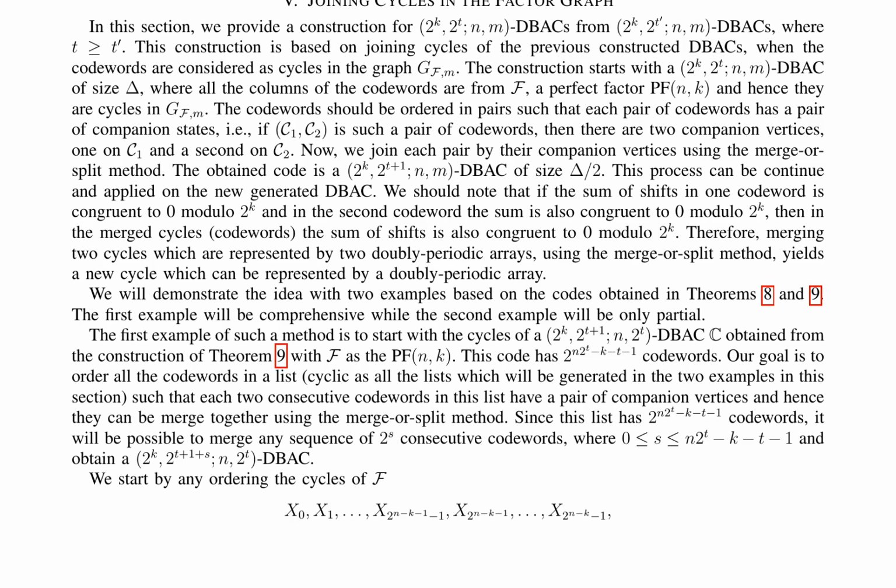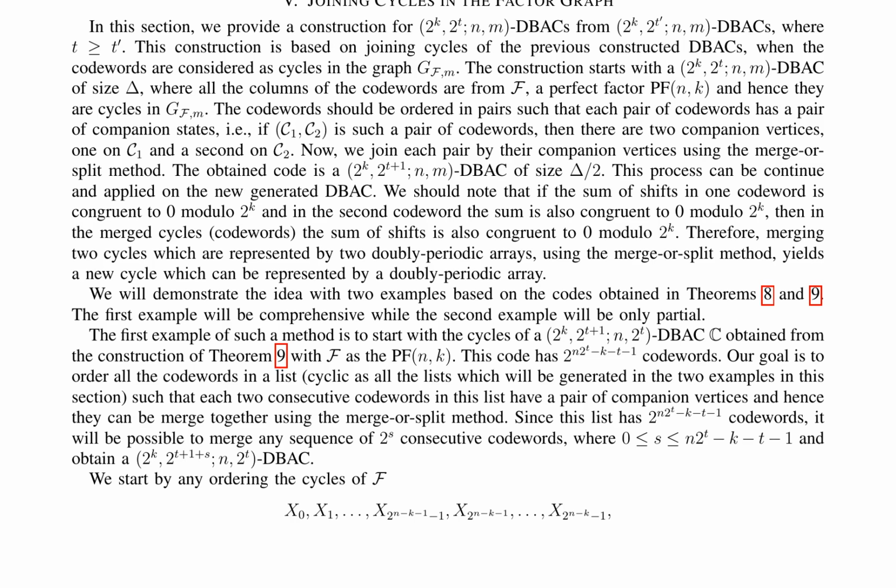Note that columns of length 2^k with different periods can also be used, but were not included to avoid added complexity. The paper also presents a construction for (2^k, 2^t', n, m) DBACs from (2^k, 2^t, n, m) DBACs, where t' is greater than or equal to t, by joining cycles in the factor graph. This construction involves ordering codewords in pairs, with each pair having a pair of companion states, and joining them using the merge-or-split method.